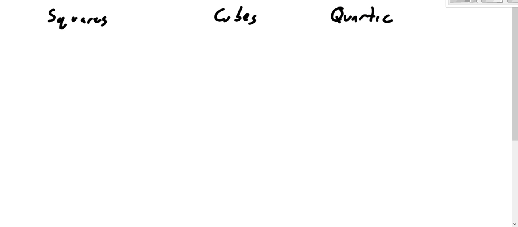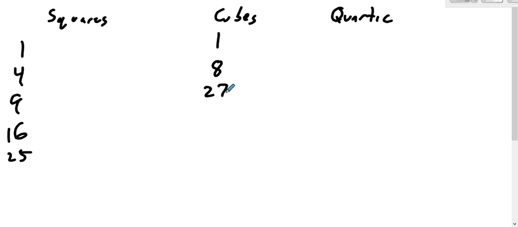So all you've got to do to make these lists, think about what is 1 times 1, 2 times 2, 3 times 3, 4 times 4, 5 times 5. You can go through and just make the whole list. Go through as many as you need. Now for cubes, you just got to do it 3 times. 1 times 1 times 1, 2 times 2 times 2, 3 times 3 times 3. Or you could have them memorized. Doesn't really matter.